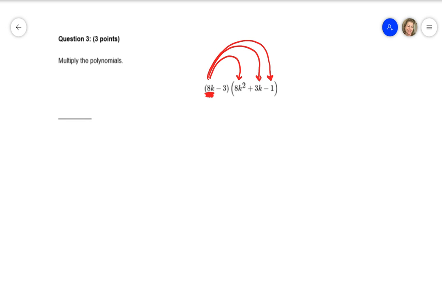So 8k times 8k squared, 8 times 8 is 64, and k times k squared would be a k cubed. Then 8k times the 3k would give you a positive 24k squared. And then an 8k times, I'm going to see this as a negative 1. And a positive 8 times a negative 1 is a negative 8. And then, of course, don't forget the k. Now, that takes care of the 8k.